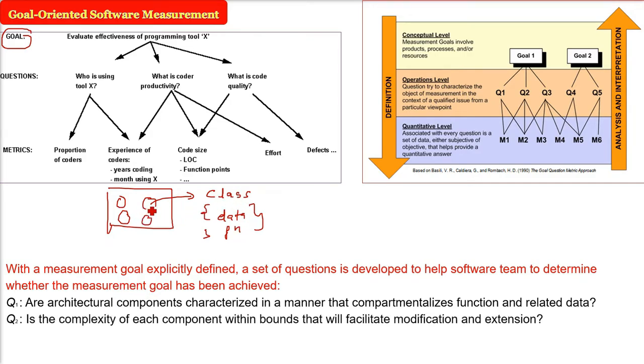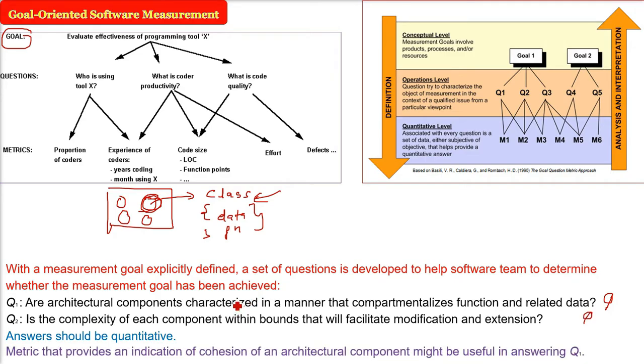The second question can be, is the complexity of each of these components or modules within bounds that will facilitate modification and extension? Is there any problem in modification? Can it be modified or extended? Or do we have some, say, roadblocks in doing that? So these are the questions which are being asked. And depending upon this question, because the goal is very much defined, the answer should be quantitative. It needs to give a number. That is why we are calling about metrics.